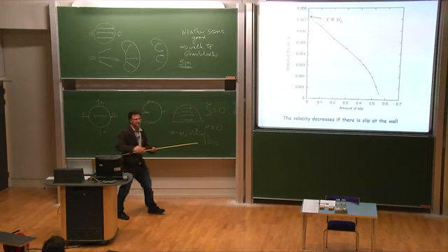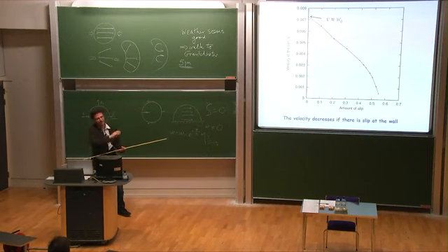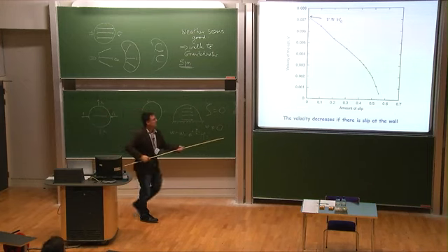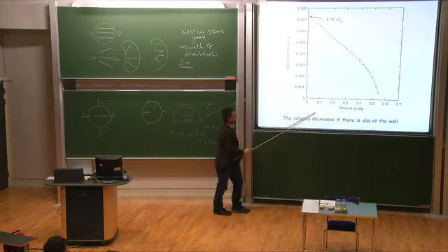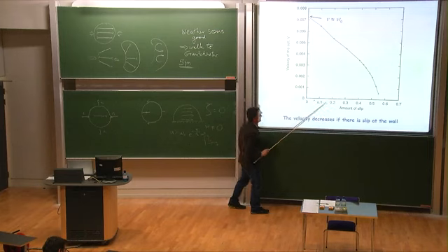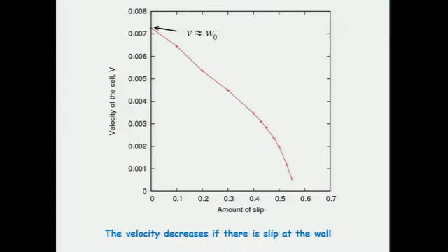And that is in line with our intuitive cartoon at the beginning, where you need focal adhesion. So if you let the system slip, you lose the velocity. This is the amount: 0 would mean no slip, and 1 would mean full slip. So somewhere in between, you lose the motion.